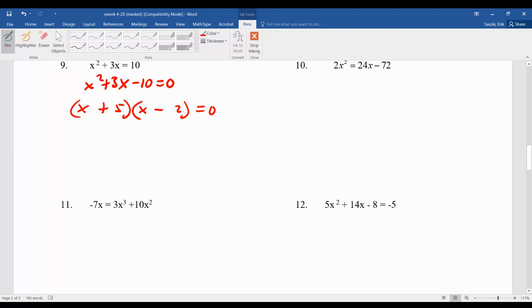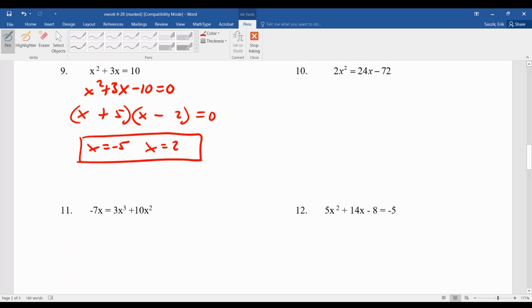Make sure you check your factoring. 5x and negative 2x together makes 3x. Don't forget to actually give the answers. And remember, these answers here are where the parabola would cross the x-axis. Okay.